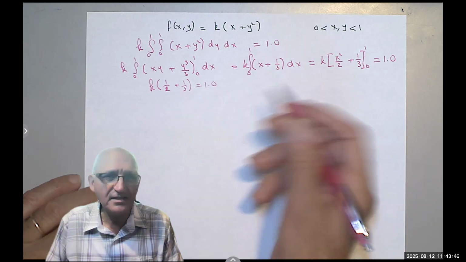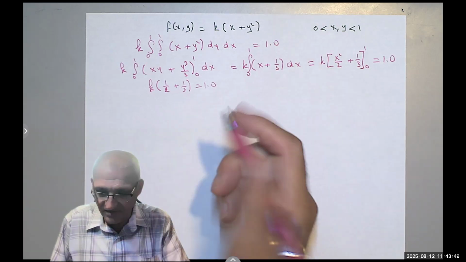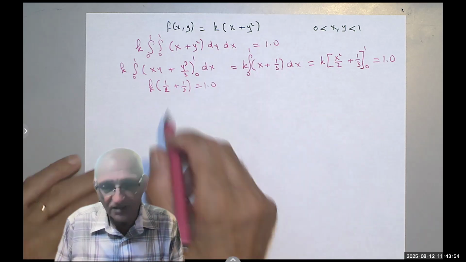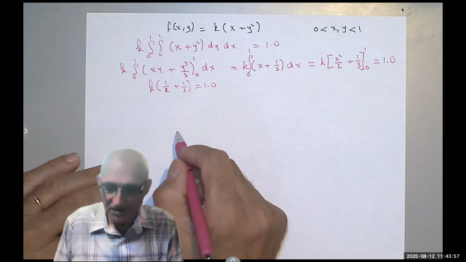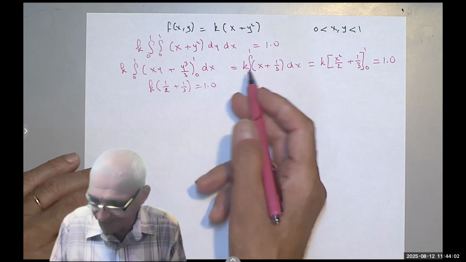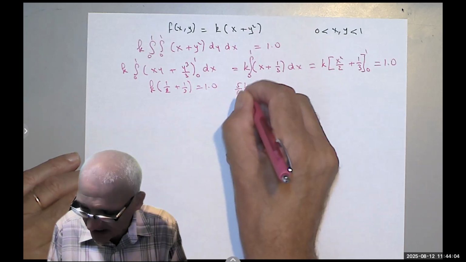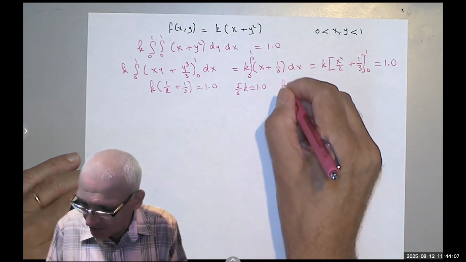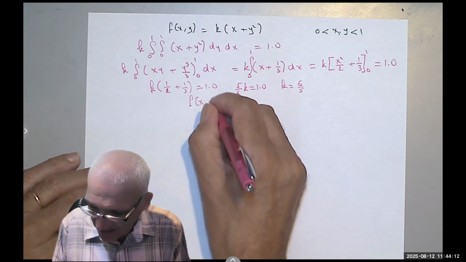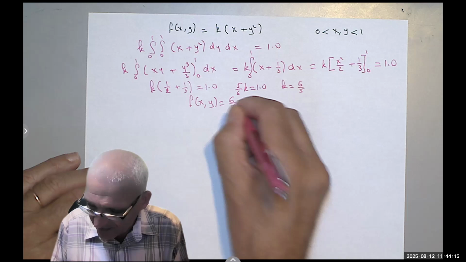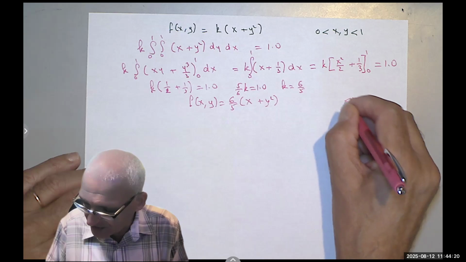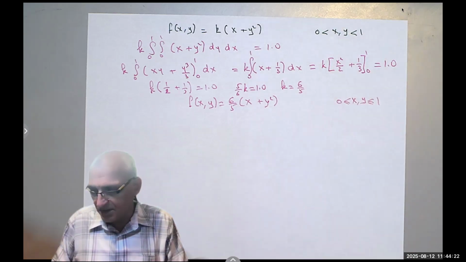You know how to add fractions if the numerator is the same number. When it's 1, it's easy: the numerator is the sum, the denominator is the product. So 1/2 plus 1/3 is 5/6, right? So 5/6 k equals 1, or k equals 6/5. So now my f of x and y equals 6/5 times x plus y squared, where x and y are both greater than or equal to 0, less than or equal to 1.